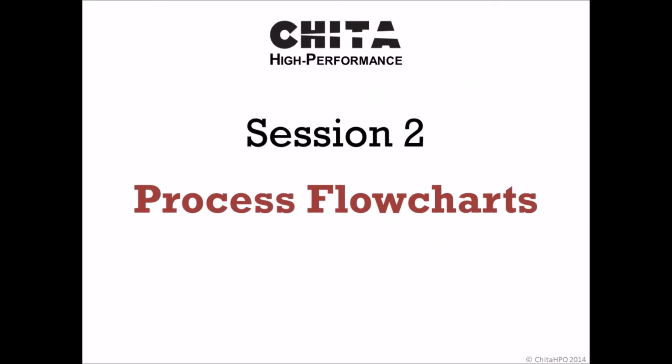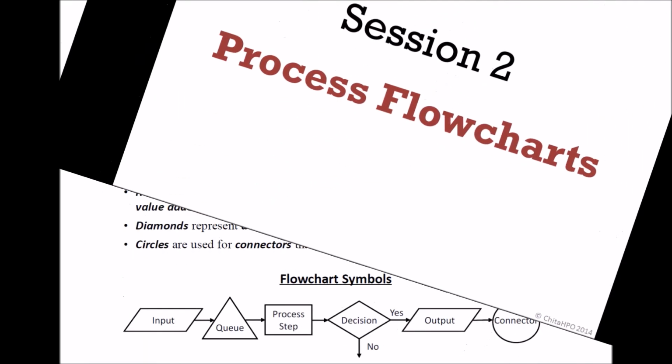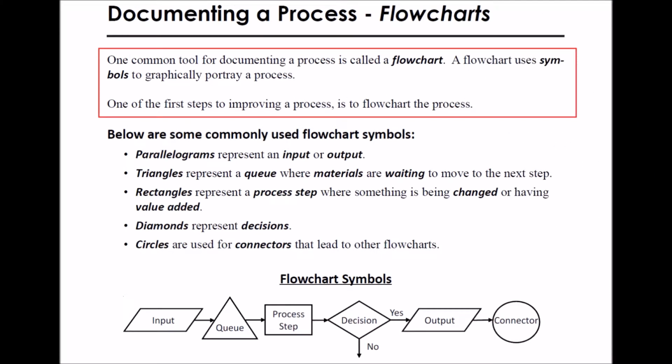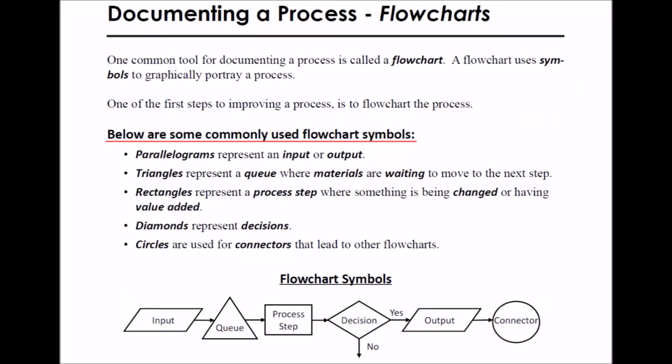Session 2. Process Flowcharts. One common tool for documenting a process is called a flowchart. A flowchart uses symbols to graphically portray a process. One way to begin improving a process is to draw a flowchart of the process. Below are some commonly used flowchart symbols.